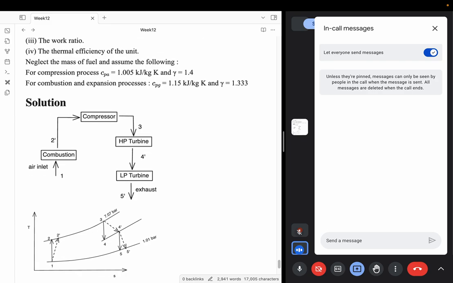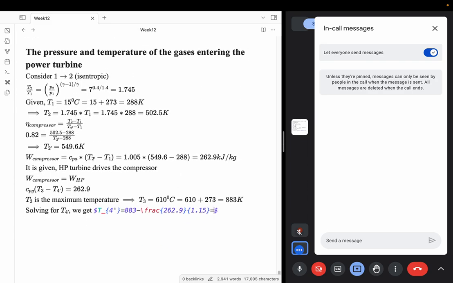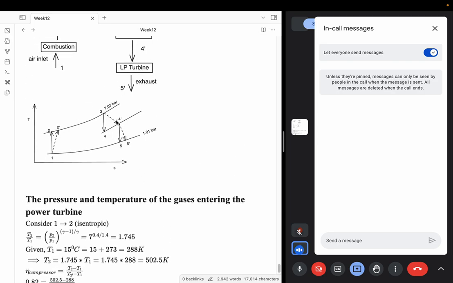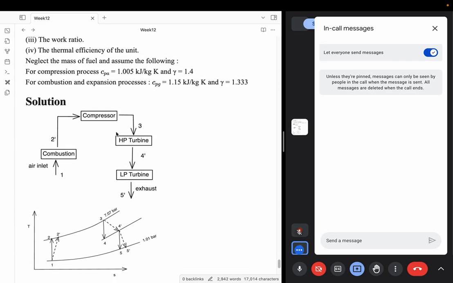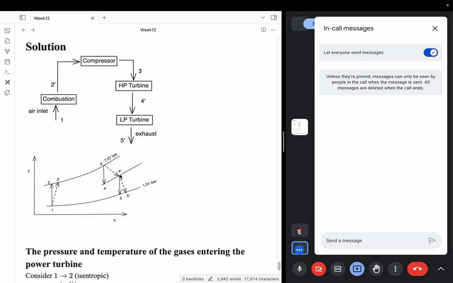Cp gas is given as 1.15. So we have T4 prime also, and the temperature of gases entering the power turbine is 654.4 Kelvin. That is T4 prime. We are also asked to find the pressure of the gas entering this one. So temperature we know. How do we calculate pressure? Again, we know the process. 3 to 4 is an isentropic process, so we can calculate the pressure directly.